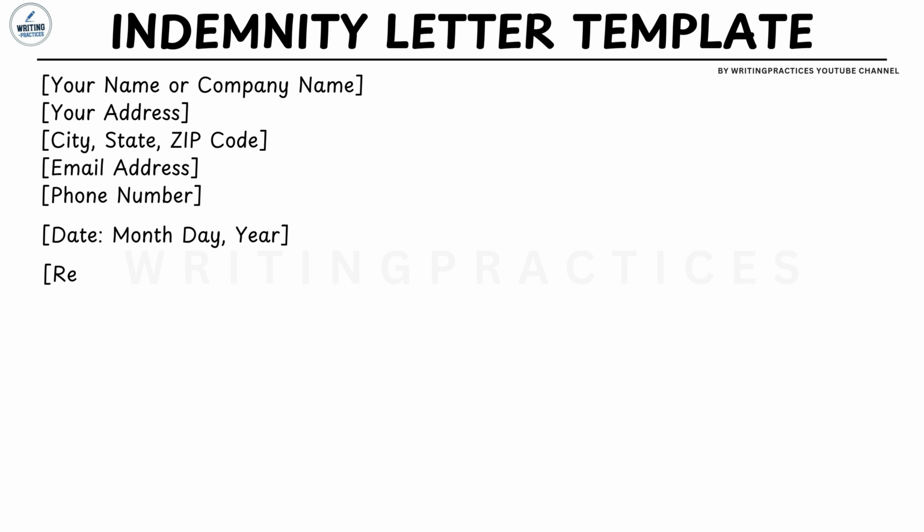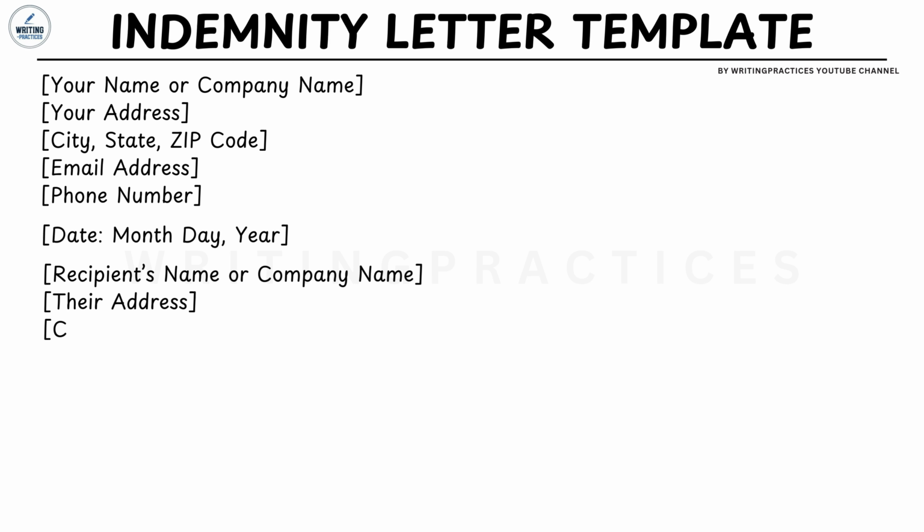Recipient's information. Next, include the recipient's details, their name, address, and company name if applicable. This ensures the letter is addressed to the correct party. If you're indemnifying a partner business for a shipment, you'd write their company's name and address here.